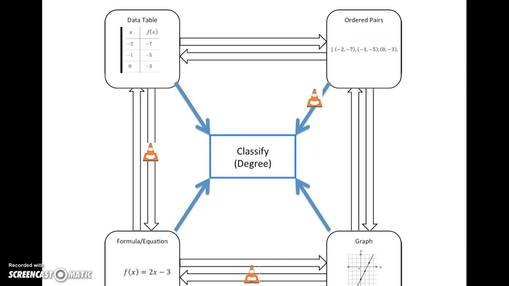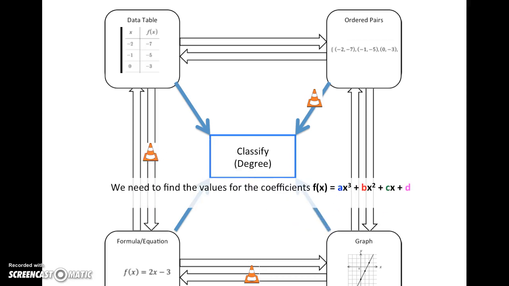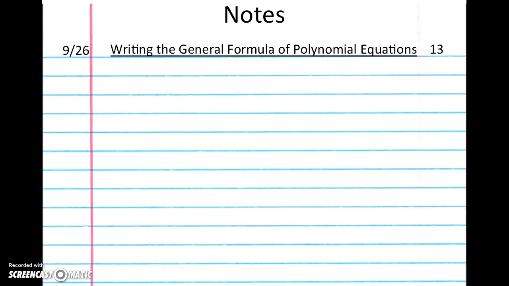All right, so how is that going to help us? Well, the thing to know is that in order to build the road from data table to formula or equation, that is to say, in order to write the formula or equation from the data table, we must be able to find the values for the coefficients a, b, c, d, etc. from the data table. So let's practice writing the general formula of polynomial equations.